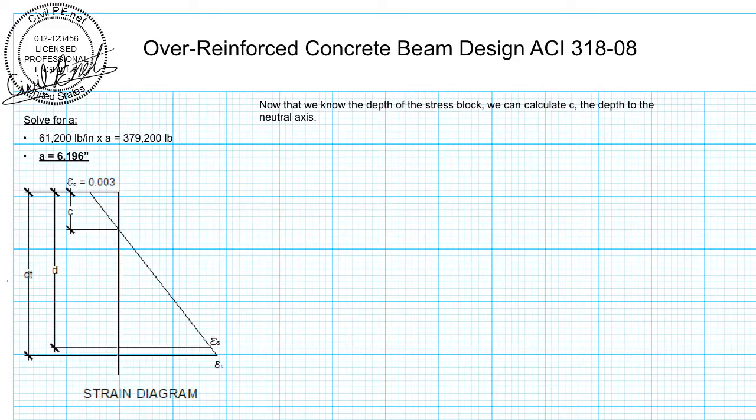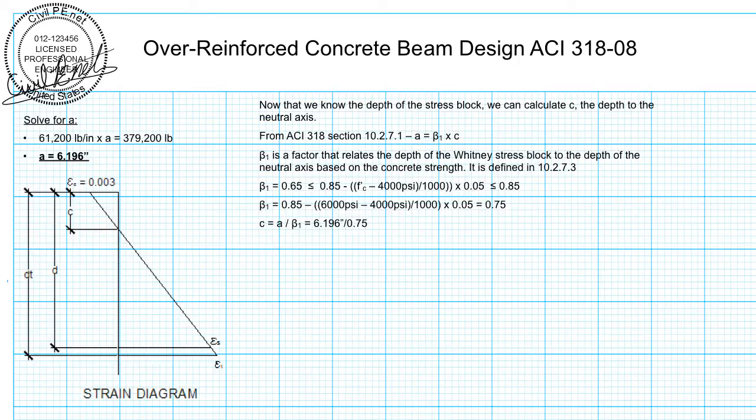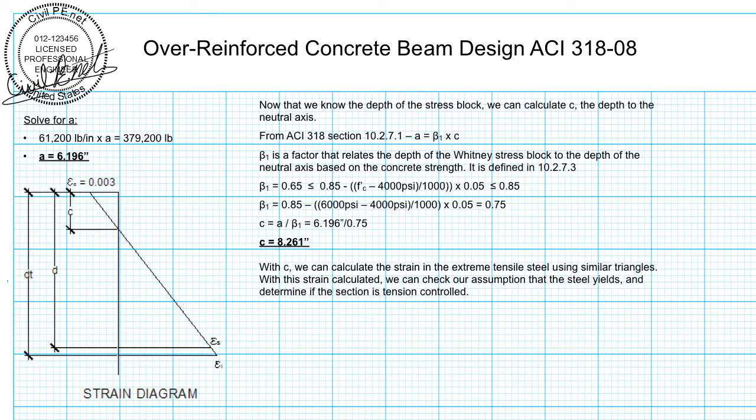Using our strain diagram, we need to figure out the strain in the extreme tensile layer of steel, so epsilon sub t. But first we need to figure out what c is using the relationship from ACI, that a is equal to beta 1 times c, where beta 1 is that factor that relates the depth of the Whitney stress block to the depth of the neutral axis based on the concrete strength. So for our 6,000 psi concrete, we come out with a beta 1 equal to 0.75 and c is equal to 8.261 inches. Now let's calculate the strain in that extreme tensile steel using similar triangles.